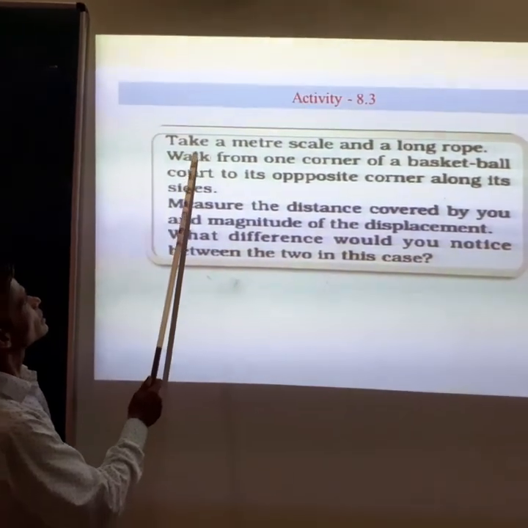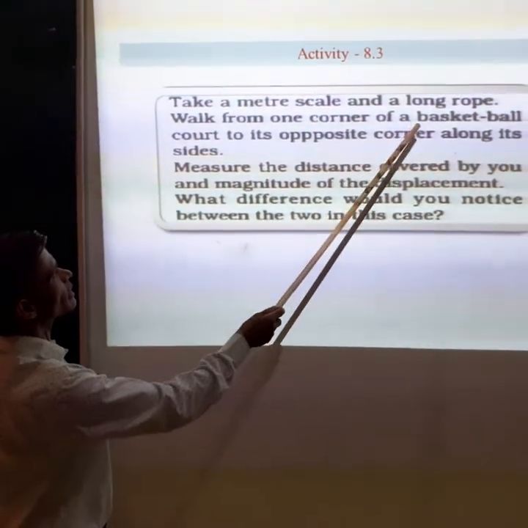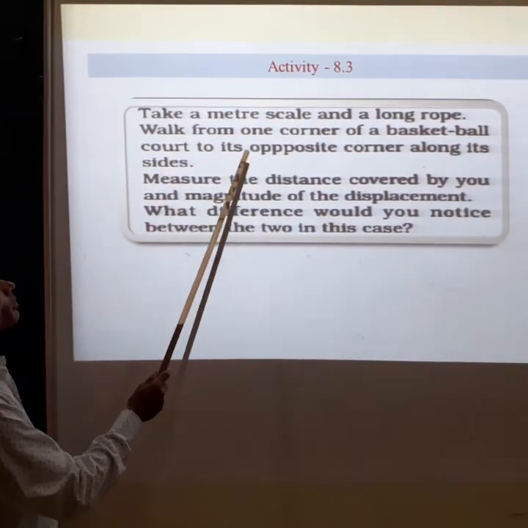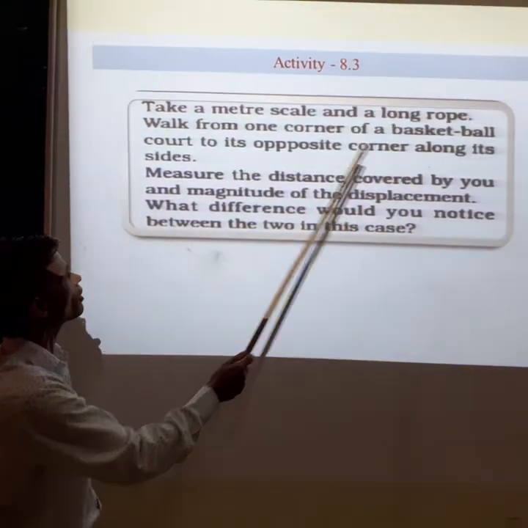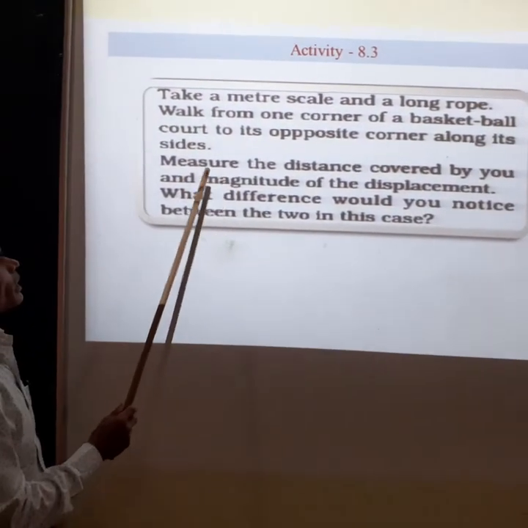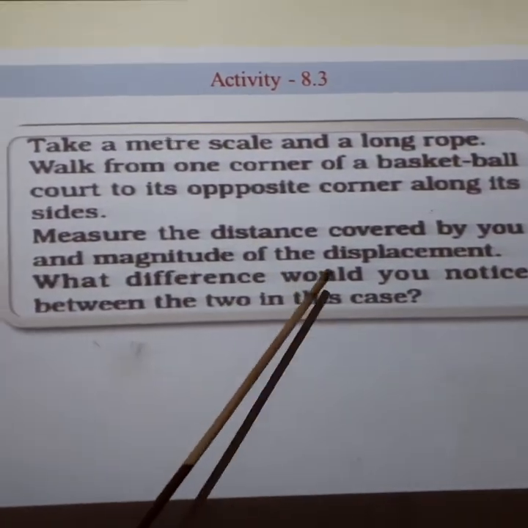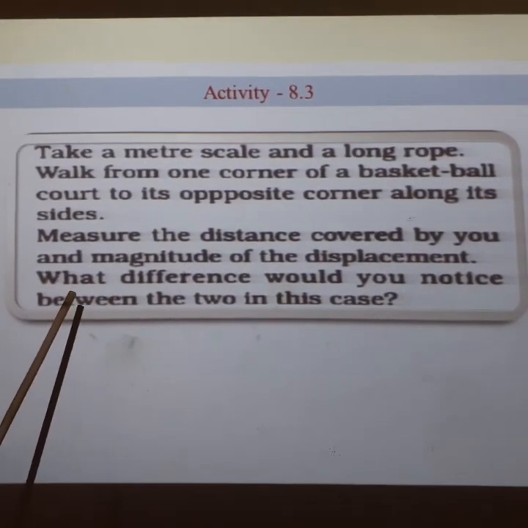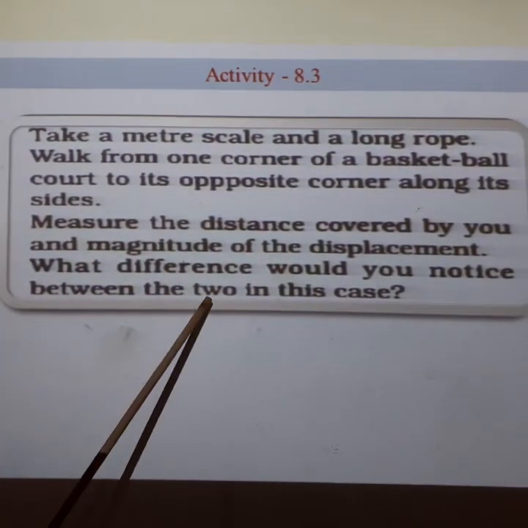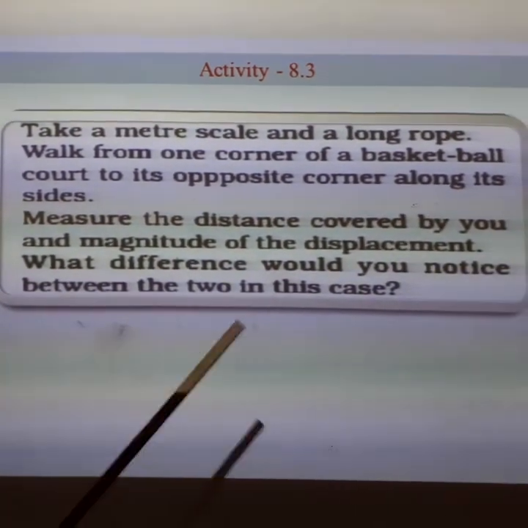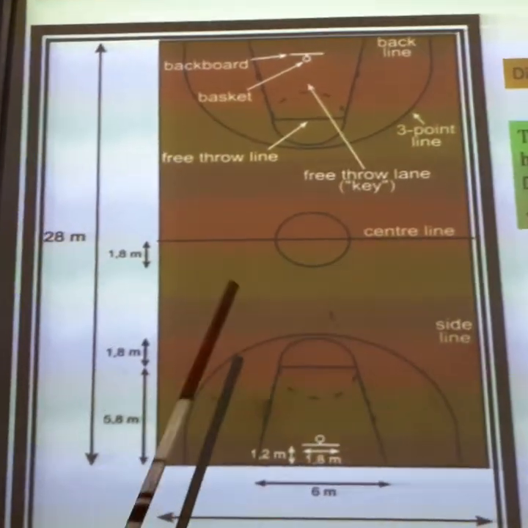In this activity, we have to take a meter scale and a long rope and walk from one corner of a basketball court to its opposite corner along its sides, and then measure the distance covered by you and the magnitude of the displacement, and then find the difference between the two measurements. Next, this is our basketball court.